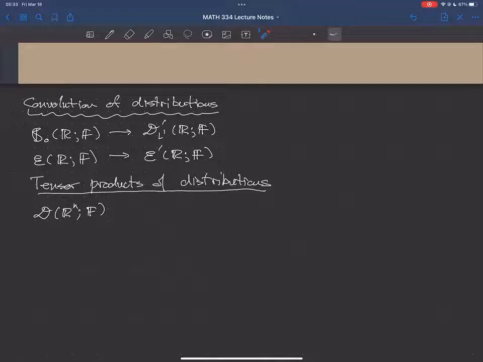The notion of convergence in D of Rn is exactly the same. And that is that a sequence in here converges if all of the functions in the sequence have their support contained in a common compact set, and if all the functions and all their derivatives converge uniformly on that compact set. Okay, so the definitions are all the same.